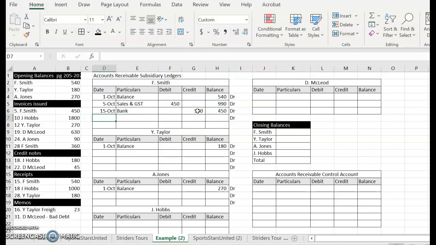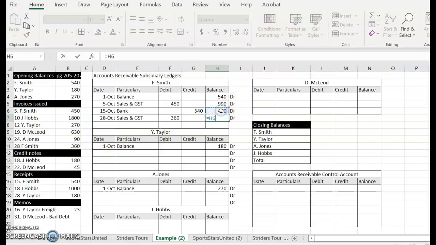And then F. Smith on the 28th. We only need to type S because we've already done that, which is pretty handy. We sold more stuff. So we'll reference that across to that 360 and add that. So F. Smith's account has now gone up. That's their closing balance.